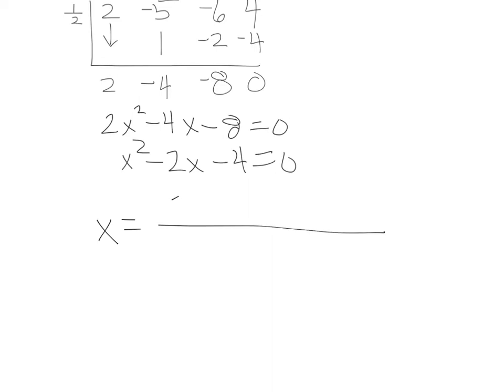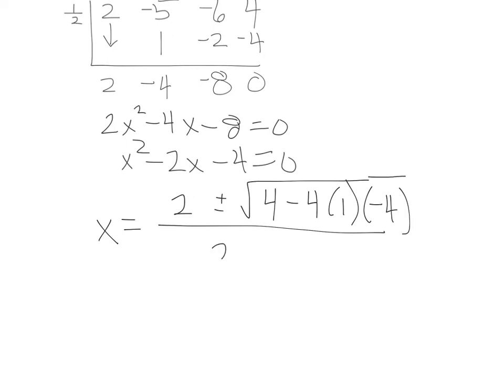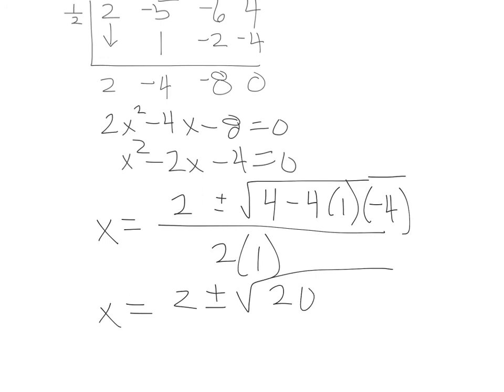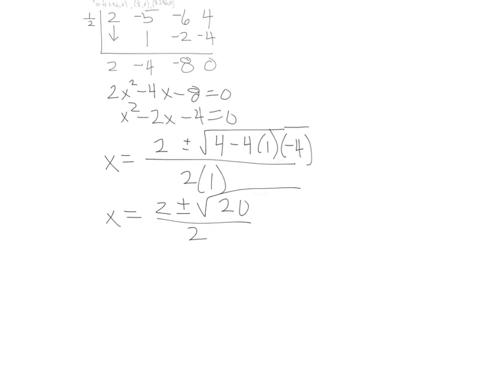negative b, so the opposite of b. b is negative 2, so the opposite of b is positive 2, plus or minus the square root of b squared, which would be 2 squared, which is 4, minus 4 times a, which is 1, times c, which is negative 4, divided by 2a. And now we're going to simplify this as best as possible. We have 2 plus or minus, inside the radical, plus 16. Positive 16 plus 4 would be root 20. Divide by 2.